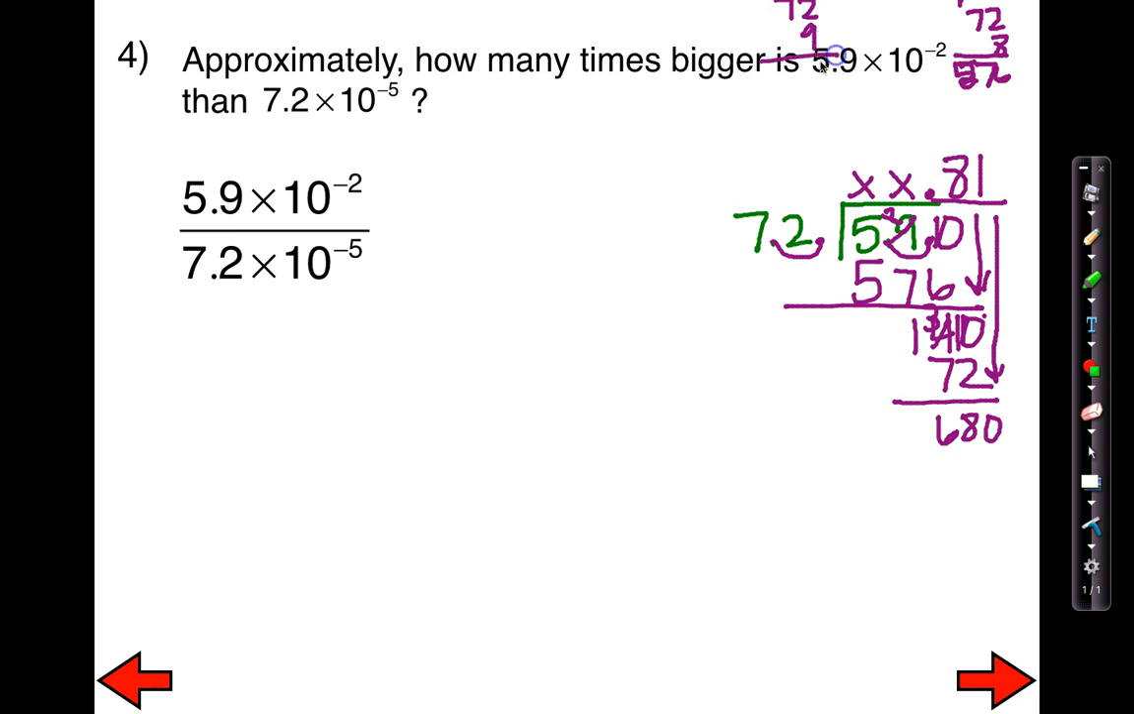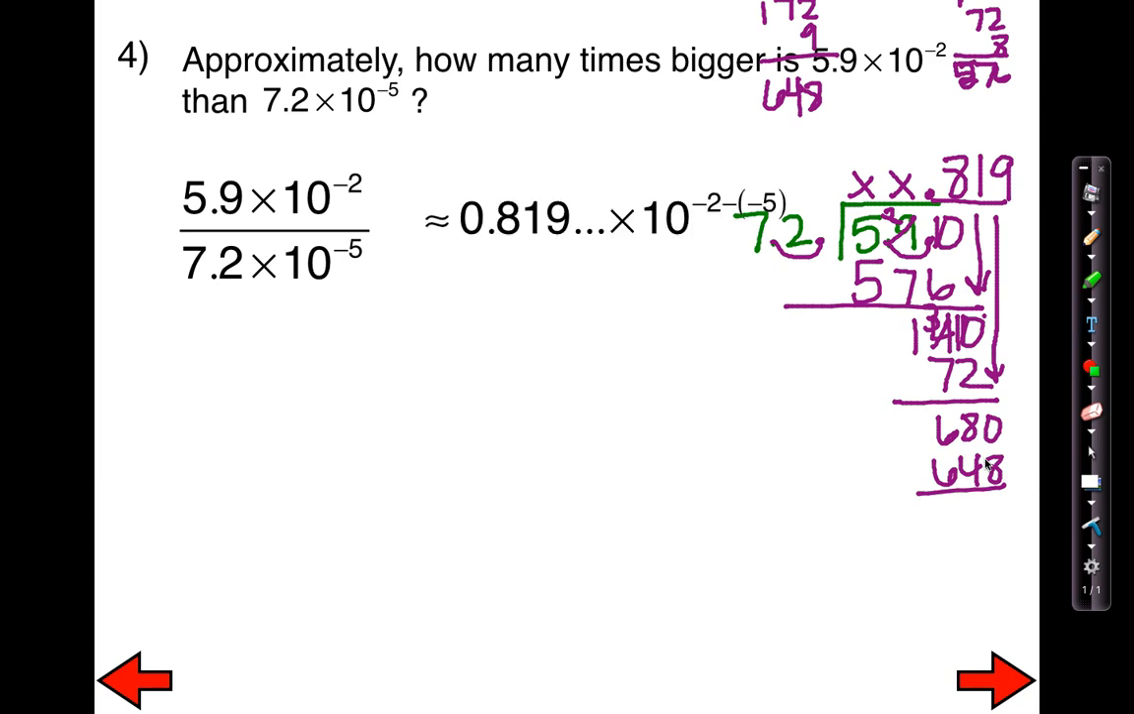72 times 9. I know things are going off the board, sorry. 2 times 9 is 18, carry the 1. That's 64. So that is actually enough. So I'm going to go ahead and put a 9 here, 648. Now, again, there's no point in continuing on. I just needed to know that digit. So I'm going to go ahead and write 0.819... because it keeps going on forever. And that's actually why we're using that approximation symbol.